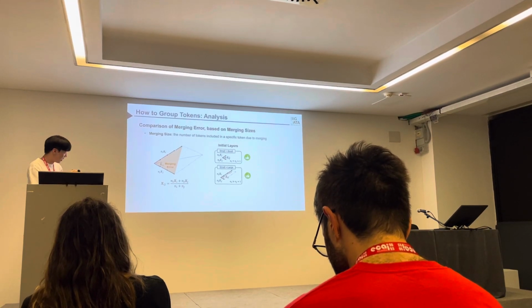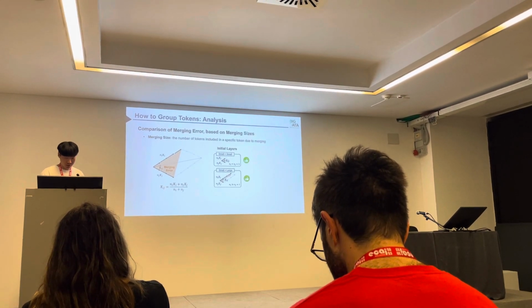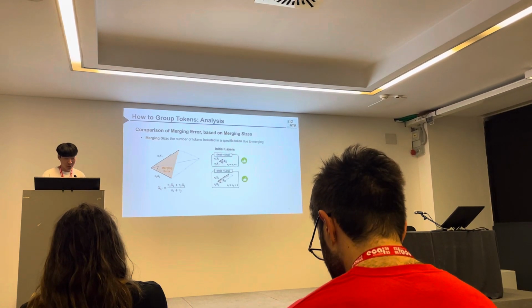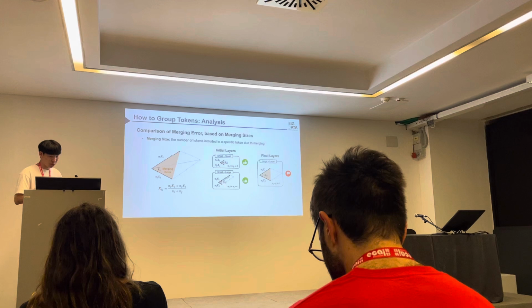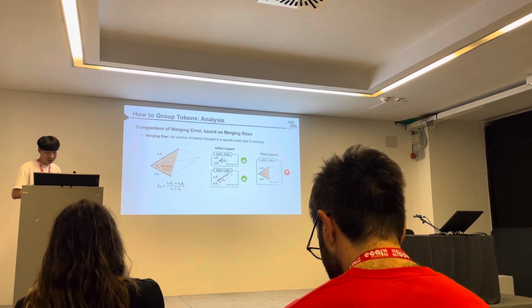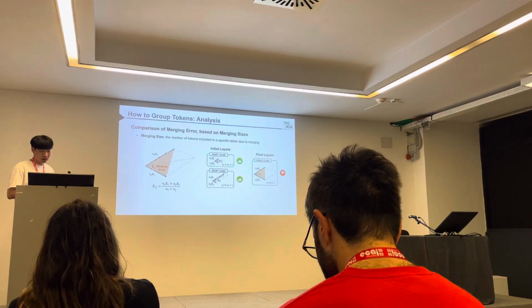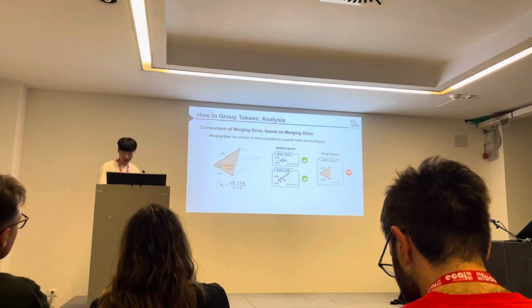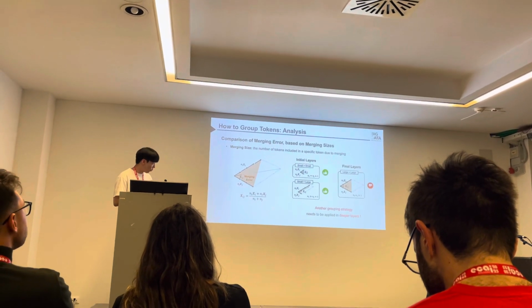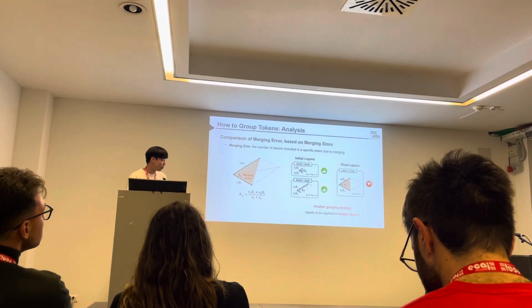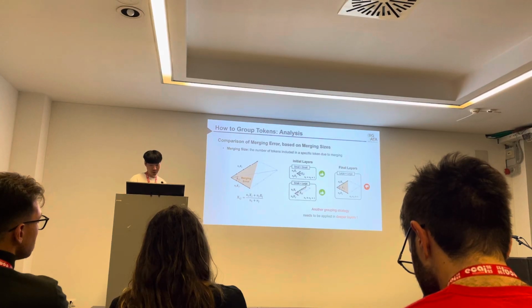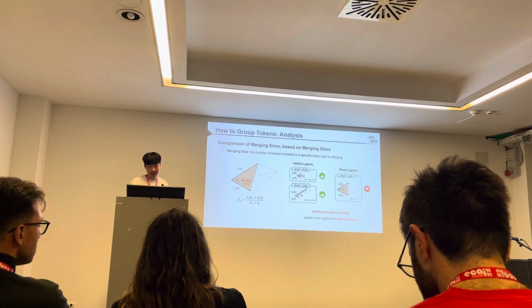So as you can see, in the initial layers, when we perform merging with small merging size, the amount of merging error remains low. However, in the final layers, when we merge the tokens with large merging size, the merging error significantly increases. Since the merging size tends to increase in deeper layers due to the hierarchical architecture of ViT, we thought that another grouping strategy needs to be applied in deeper layers in order to reduce the merging error.